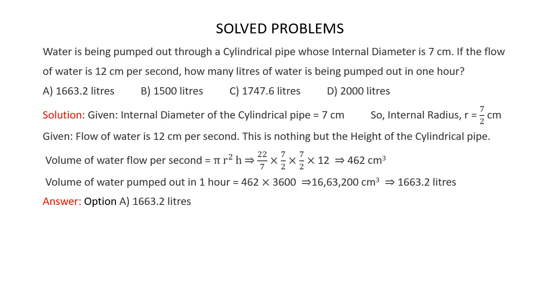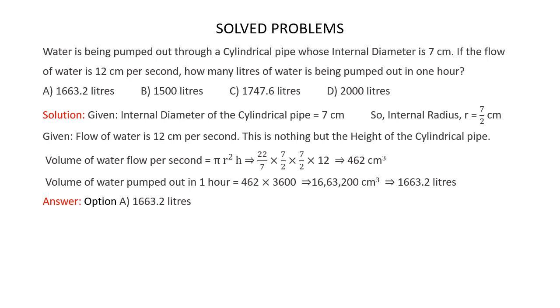Now it's given that the internal diameter of the cylindrical pipe is 7 centimeters. So the internal radius of the cylindrical pipe would be half of the internal diameter, which means internal radius is equal to 7 by 2 centimeters. Now it's given that the flow of water is 12 centimeters per second. Now this is nothing but the height of the cylindrical pipe. So height of the cylindrical pipe is 12 centimeters.